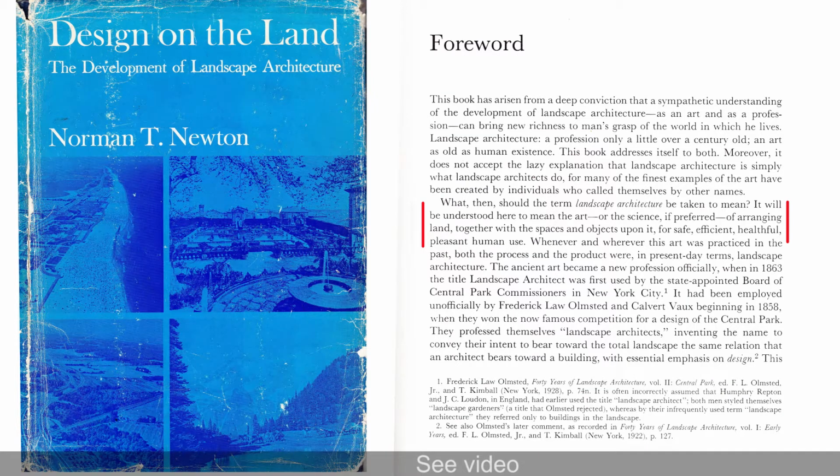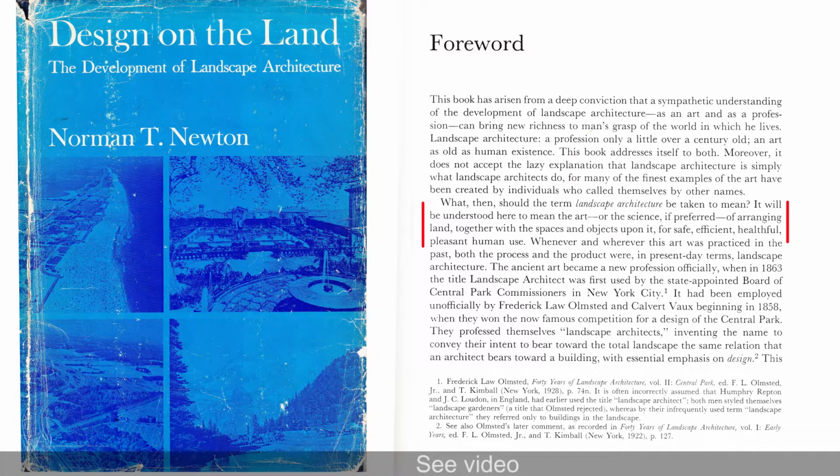It puzzles me that the 7 accounts of landscape architecture we've just looked at don't draw on the work of the profession's best historian, Norman T. Newton. In his 1971 book, Design on the Land, he asks the rhetorical question, what then should the term landscape architecture be taken to mean? He answers that it will be understood here to mean the art or the science, if preferred, of arranging land, together with the spaces and objects upon it, for safe, efficient, healthful, pleasant human use.